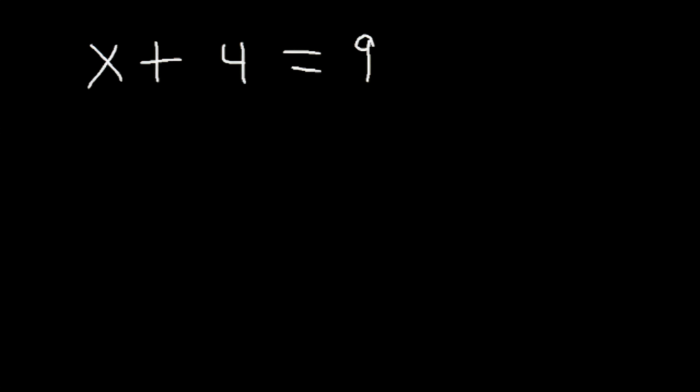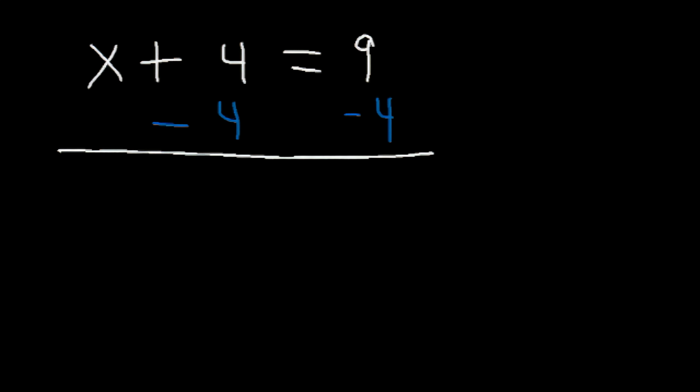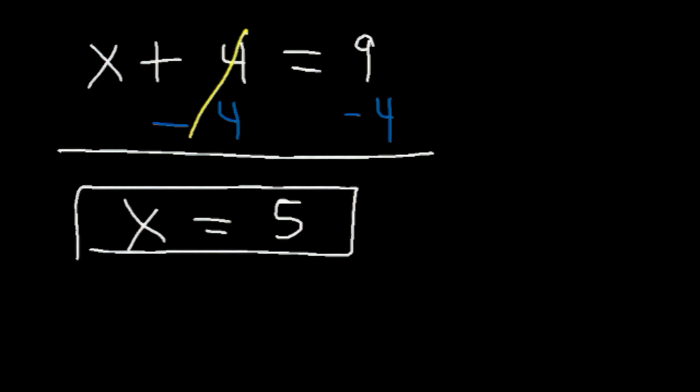But let's solve it. To solve for x, you need to get x on one side of the equation, which means that you need to move the 4 to the other side. The opposite of addition is subtraction. So you need to subtract both sides by 4 to solve for x. 4 and negative 4 cancel. And so 9 minus 4 is 5. And that's how you can solve for x.